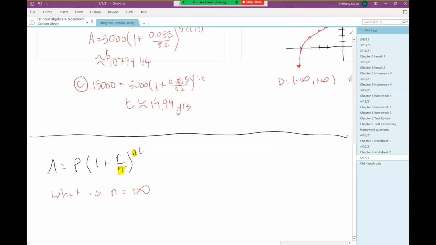If it's happening at every instant, the biggest value for n we could have is infinity, right? It represents the biggest value that we can have for something. Everybody agree? If something is changing at any instant, the number of times it changes per year is infinitely many, right?